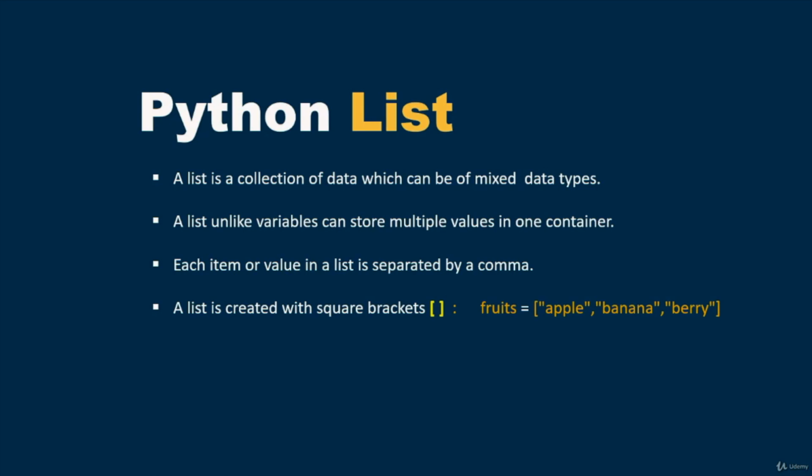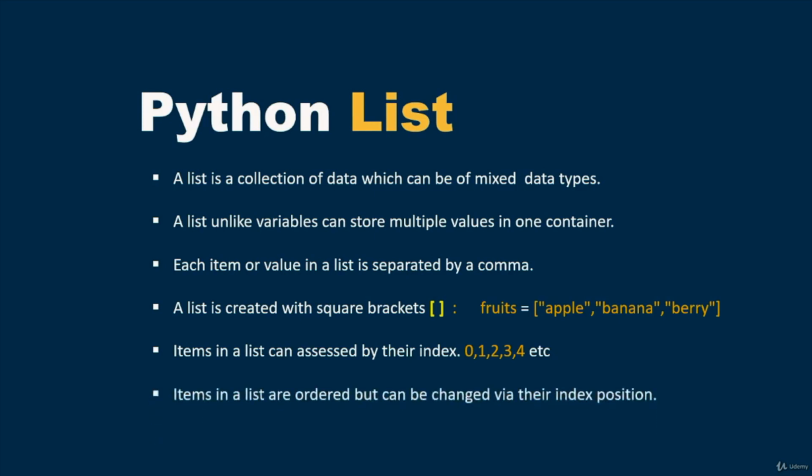You can access individual items in a list by their index position. So the first item is always index 0, the second item in the list is index 1, and so on. Also, you can change the order in which an item is positioned in a list by changing their index position.